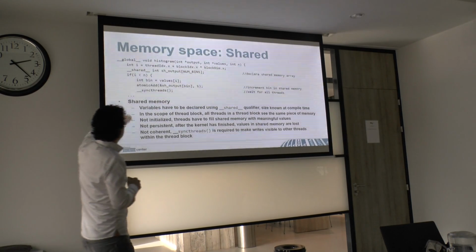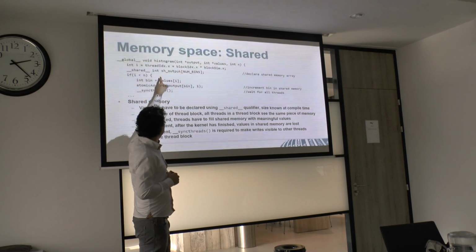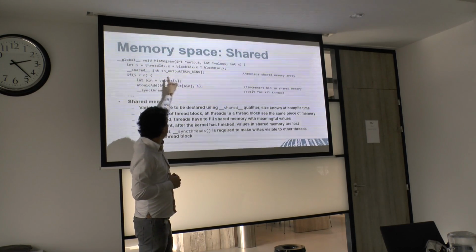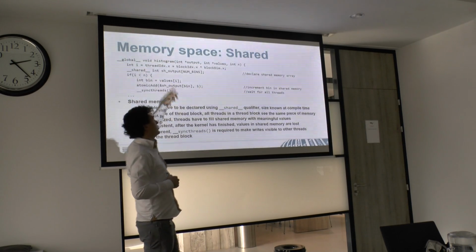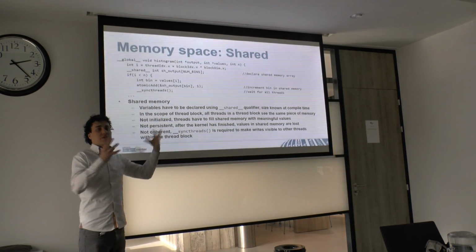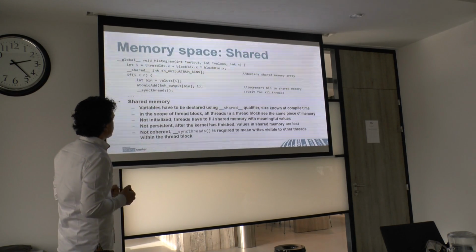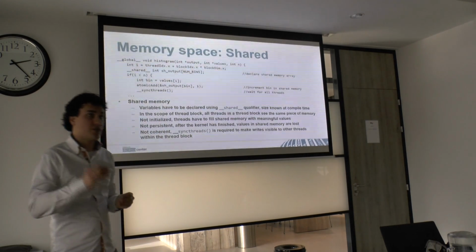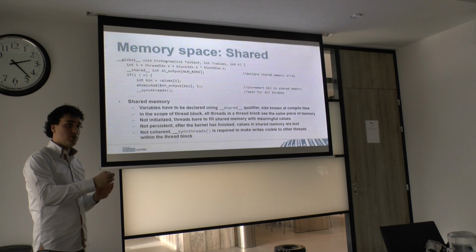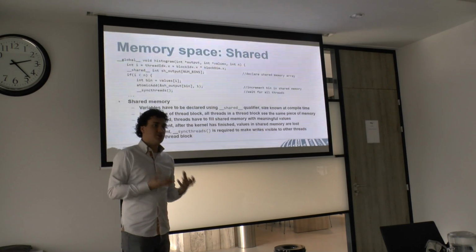But I declare, in my kernel, this shared int. So I have an array equal to the number of bins. Then I'm going to call that shared output, because that will be the output of this thread block together, basically. And so I declare this shared memory array. What happens, actually, is that threads within the same thread block will see the same memory.